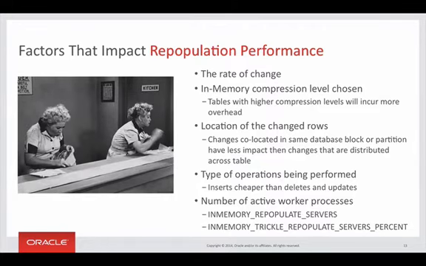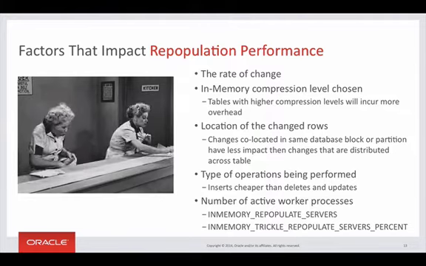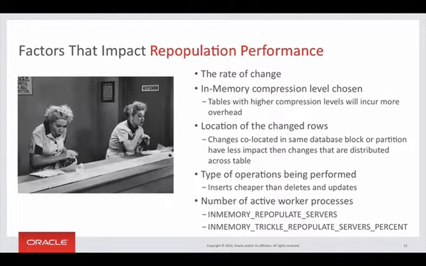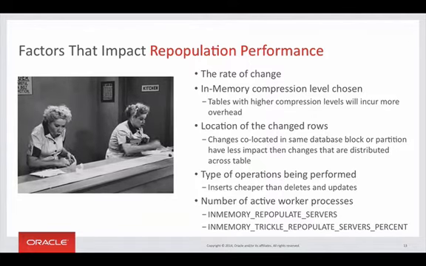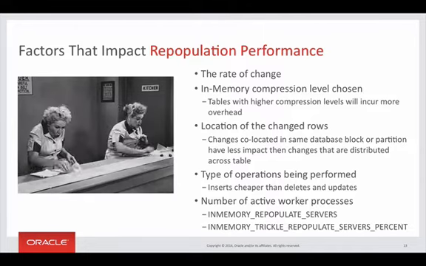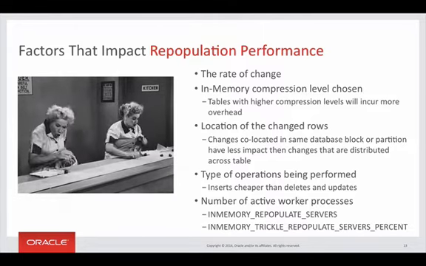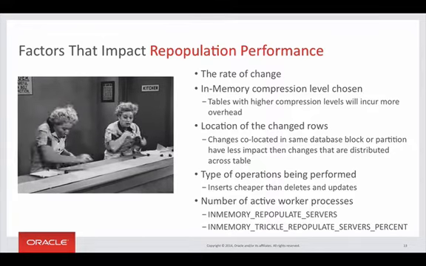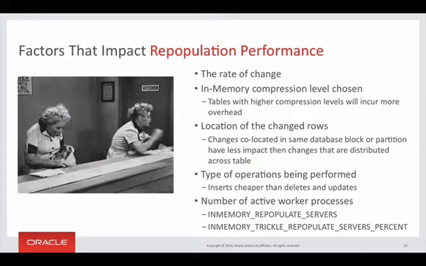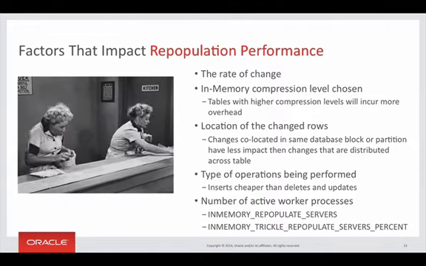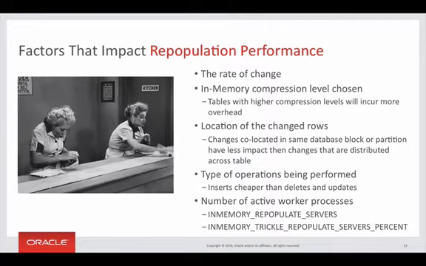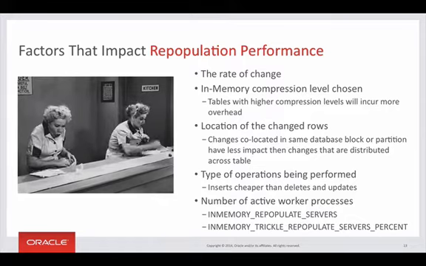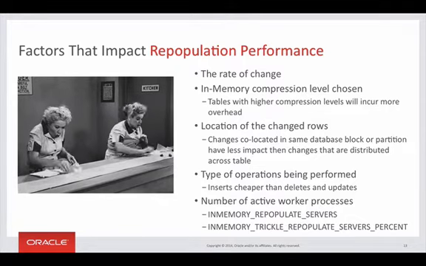If all of the changes are co-located in the table, in other words, they occur in a small subset of rows, and those rows are all in the same IMCU, then we'll have less impact because all of those changes will be able to be done with the refresh of a single IMCU. On the other hand, if you're changing rows that are dispersed throughout the entire object, so a small number of rows would change in all of the IMCUs that make up that object, then that will also have an impact on the repopulation performance because the number of IMCUs that would need to be changed would be far greater.